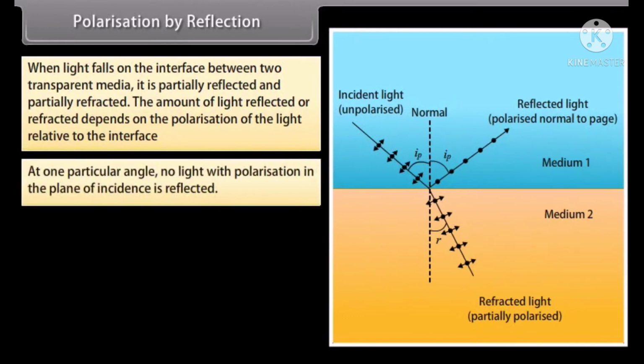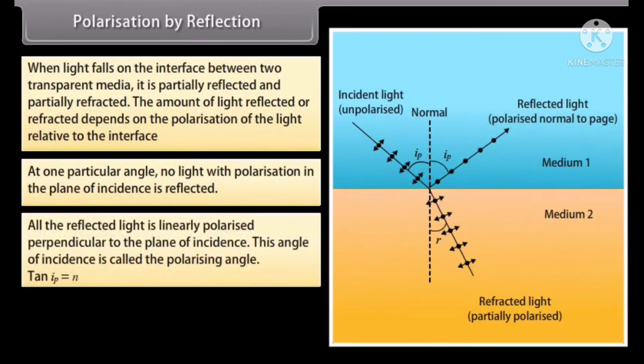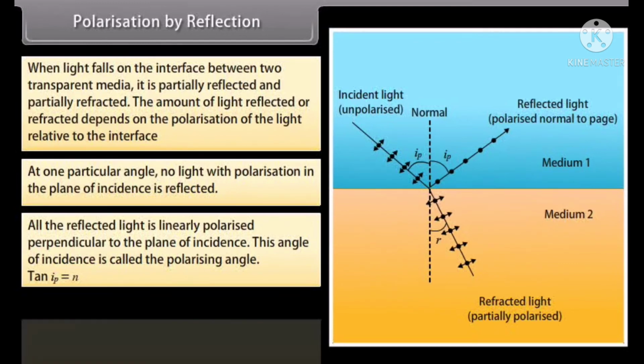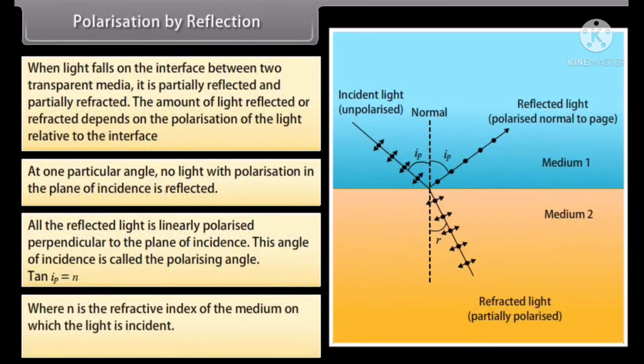At one particular angle, no light with polarization in the plane of incidence is reflected. All the reflected light is linearly polarized perpendicular to the plane of incidence. This angle of incidence is called the polarizing angle. Tan i_p is equal to n, where n is the refractive index of the medium on which the light is incident. This equation is known as Brewster's law.